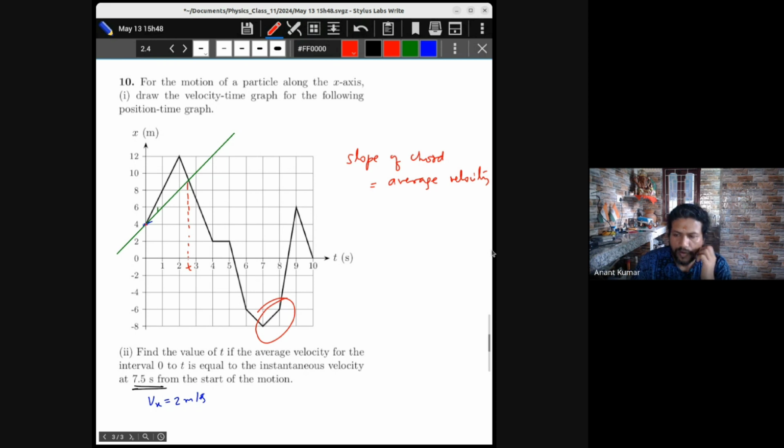ये स्लोप ऑफ कॉर्ड। ऑन द अदर हैंड स्लोप ऑफ टैंजेंट से क्या मिलता है? इंस्टेंटेनियस वेलोसिटी। That gives us the instantaneous velocity.